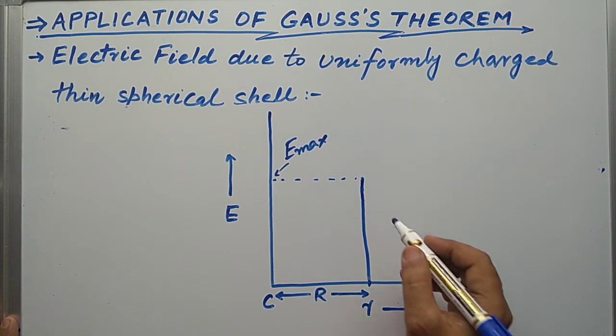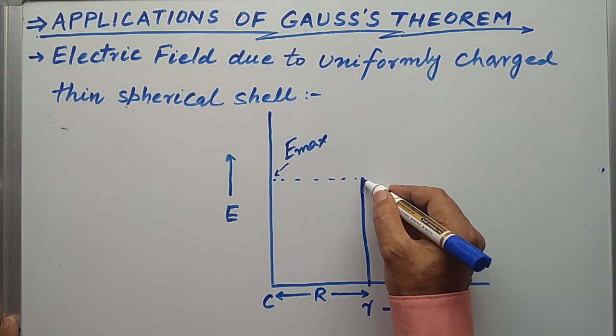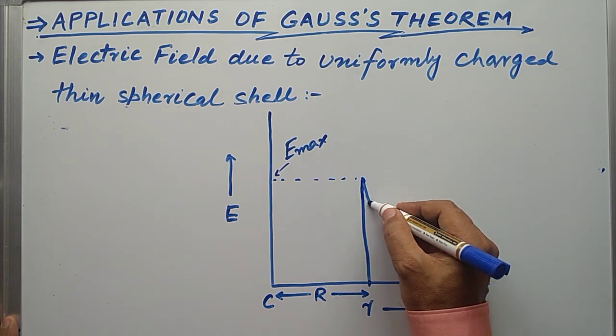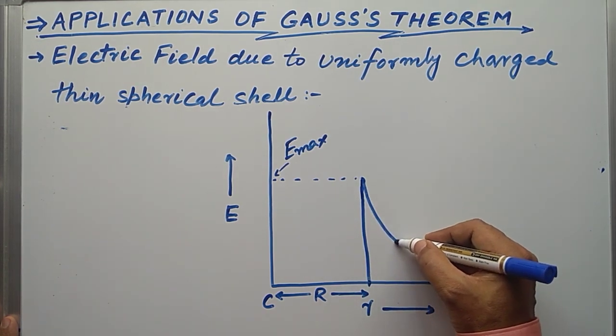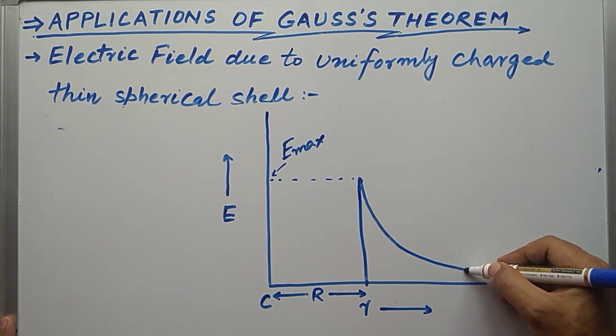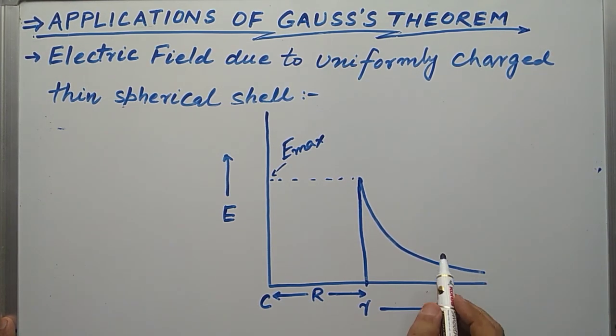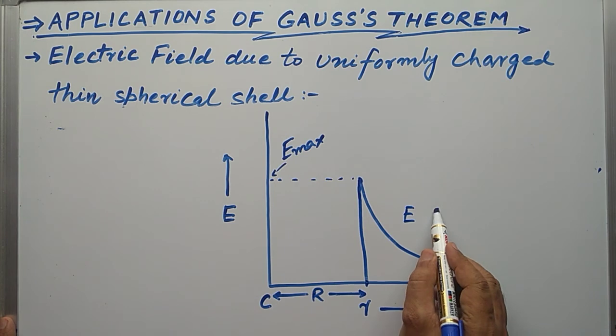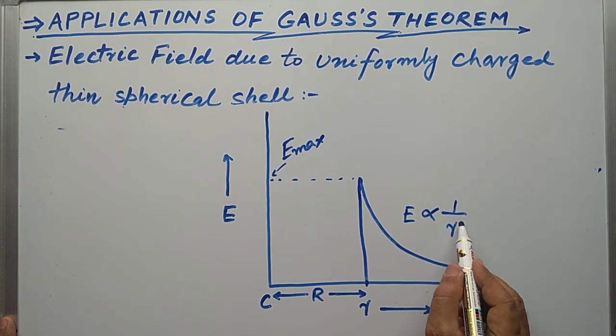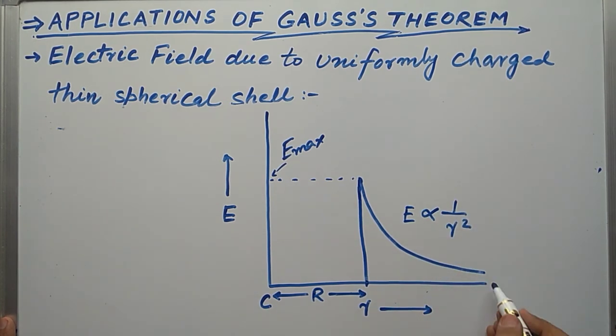Now, outside the shell, the electric field reduces like this. E is inversely proportional to r square. It was the third application of Gauss theorem. That's all. All the best for your studies.